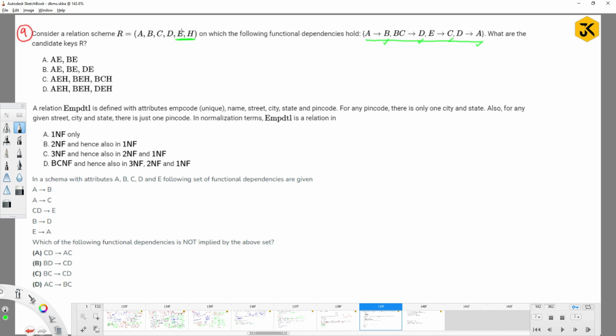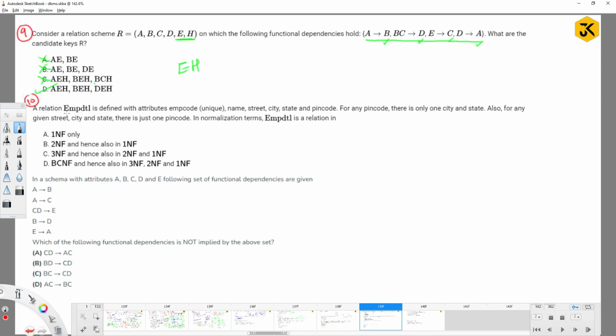So meaning that if I am saying that something is a candidate key, definitely it has to have E, H, right? So if EH is there, option A and option B are going to be eliminated. Option C is also eliminated. Why? It is BCH, not BH. So directly we can say that option D is the correct answer. If you want, you can just cross check. Next one.